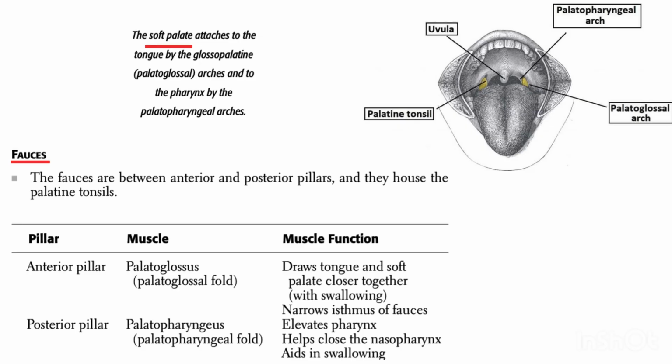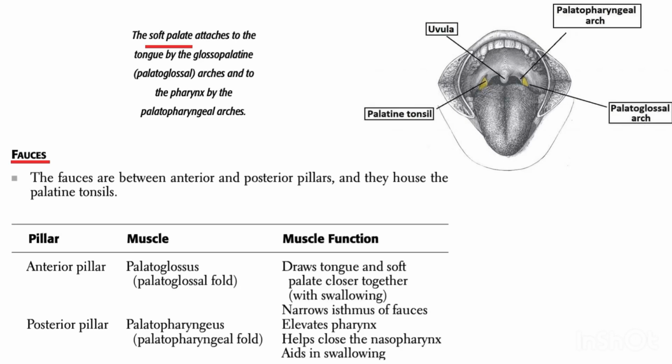So the soft palate attaches to the tongue by palatoglossal arches, and the soft palate attaches to the pharynx by palatopharyngeal arches. Okay, let's talk about the fauces now.